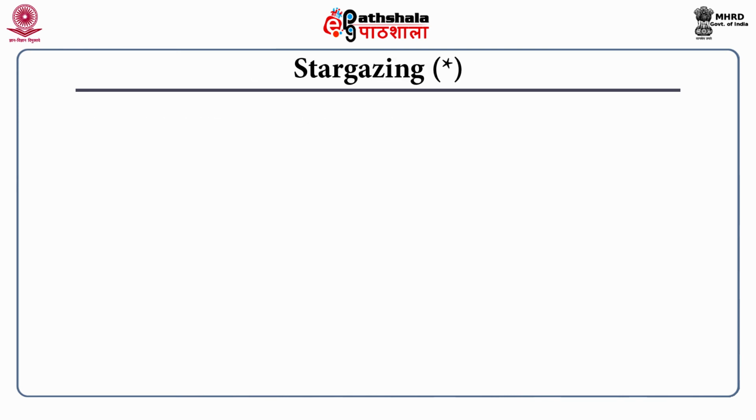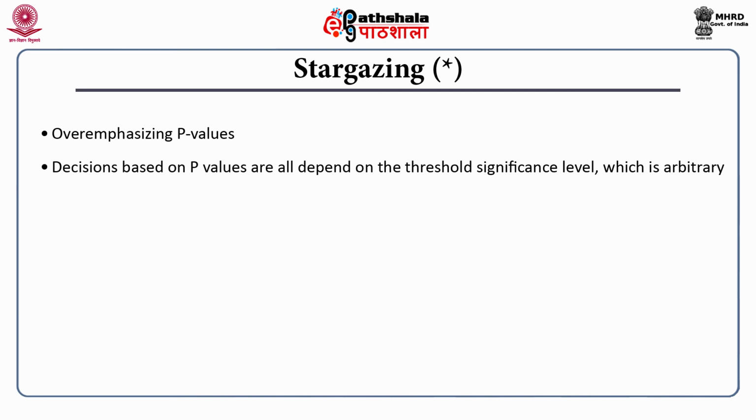The term stargazing is used to refer to overemphasizing the p-values. As I told you, there are a lot of problems with the p-value, and overemphasizing the p-value is not a solution, not an answer to any of these problems. Decisions based on p-values all depend upon the threshold significance level, which is arbitrary. We set the threshold value as part of the experimental design, which is totally arbitrary.